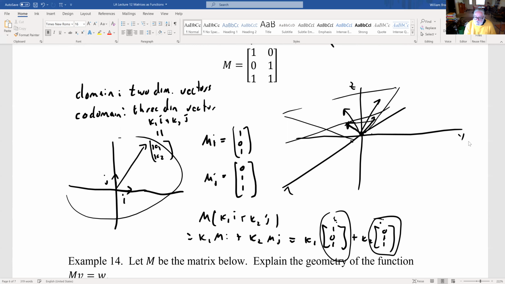So codomain does not equal image. We started with 2 dimensions, and we took 2 dimensions and we put them into 3 dimensions, but we didn't have an extra column in our matrix, so we couldn't expand it out to 3 dimensions.